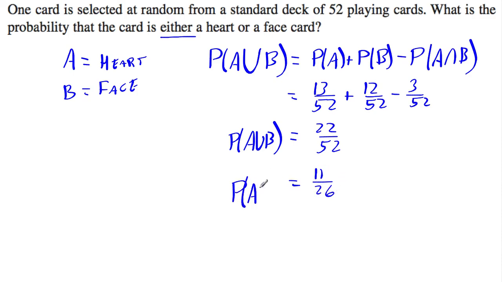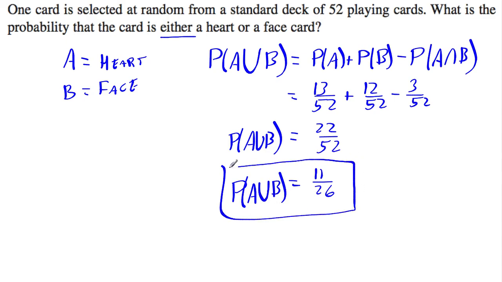So if you're playing poker and you need to get either a heart or a face card, your probability is 11 over 26. That is less than half. So if you're thinking, should you fold or should you keep playing? You should probably fold, unless you're good at bluffing.